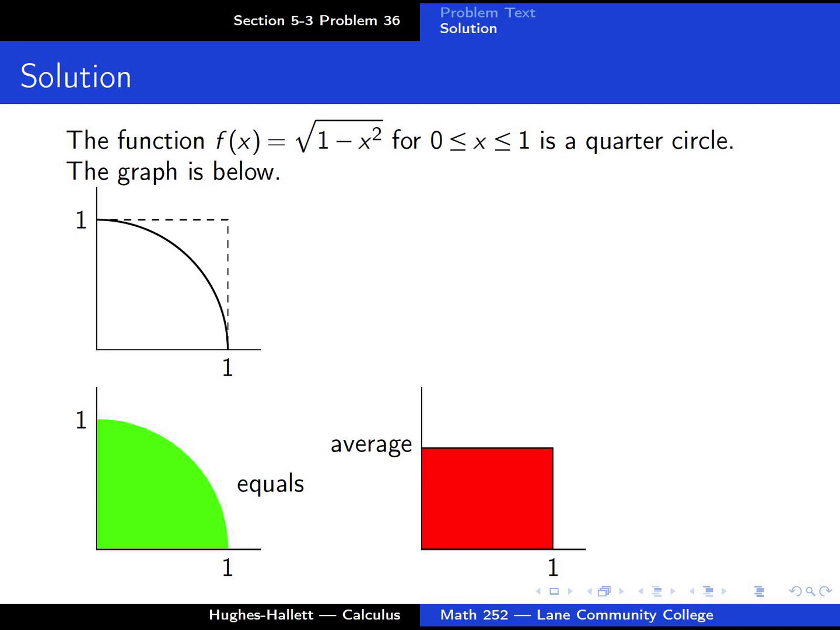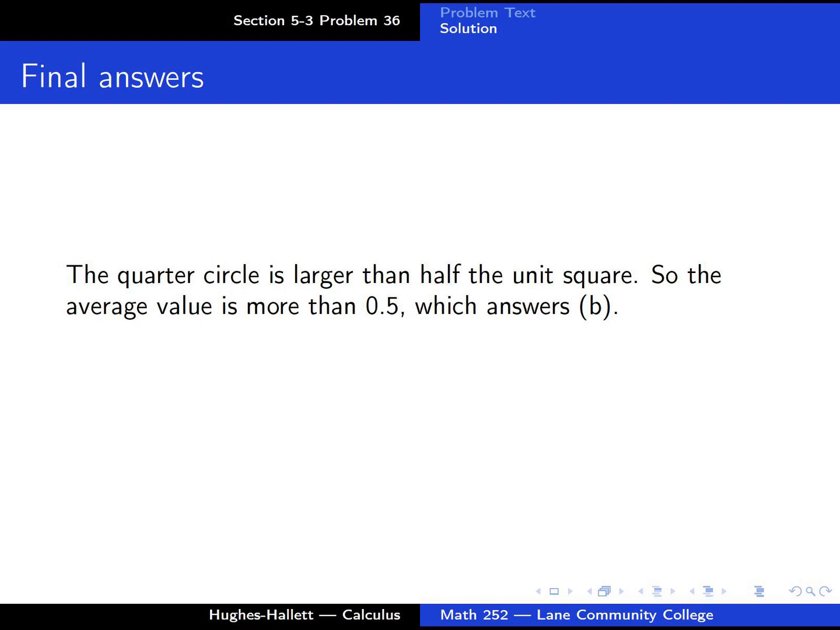So you can look at the picture of the quarter circle sitting in the unit square, and you can clearly see that the quarter circle takes up more than half of the unit square. If you think about it for just a minute, that says that the average value has to be bigger than 1/2 because the quarter circle is taking up more than half of the unit square. And that's what I say in my final answer here. The quarter circle is larger than half the unit square, so the average value has to be more than 1/2.